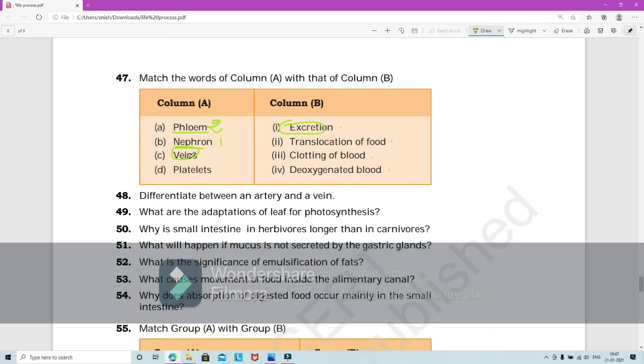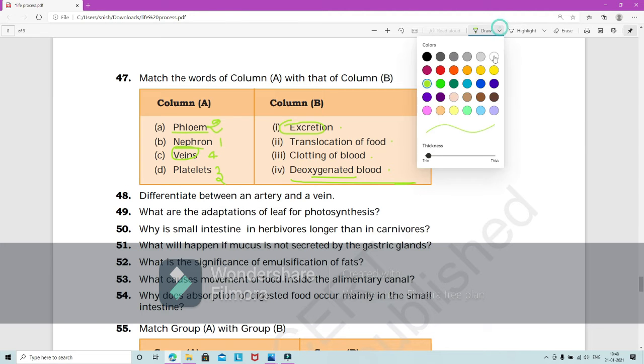Veins, yes, veins carry the deoxygenated blood for sure, except for one, which is the pulmonary vein. Actually, veins carry blood towards the heart, but the pulmonary vein is the exception. Also, the pulmonary vein carries oxygenated blood, but on an overall basis you can give it as deoxygenated blood. Platelets help in the clotting of blood, so it's 3. Okay, so this is done. We'll take a better color.